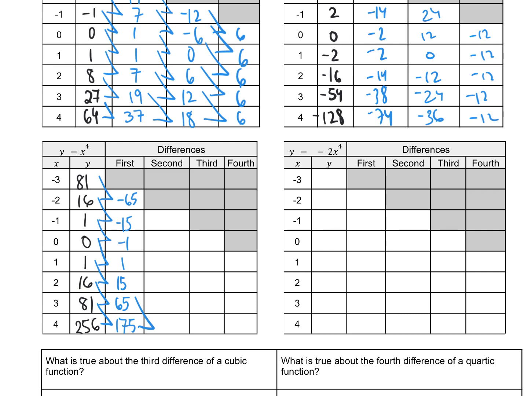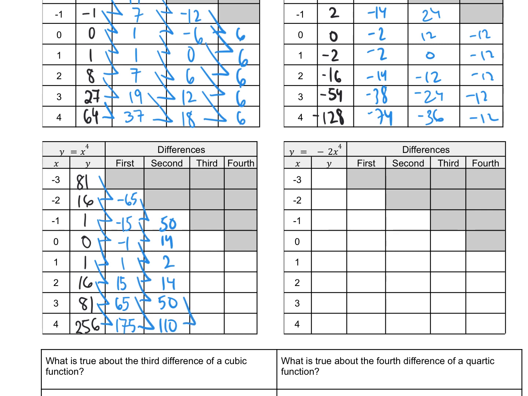175 subtract 65 is 110. 65 minus 15 is 50. 15 minus 1 is 14. 1 minus negative 1 is 2. Negative 1 minus negative 15 is 14. And negative 15 subtract negative 65, so that double negative again is positive 50. So I see some repetition in my values, but there's nothing constant here.